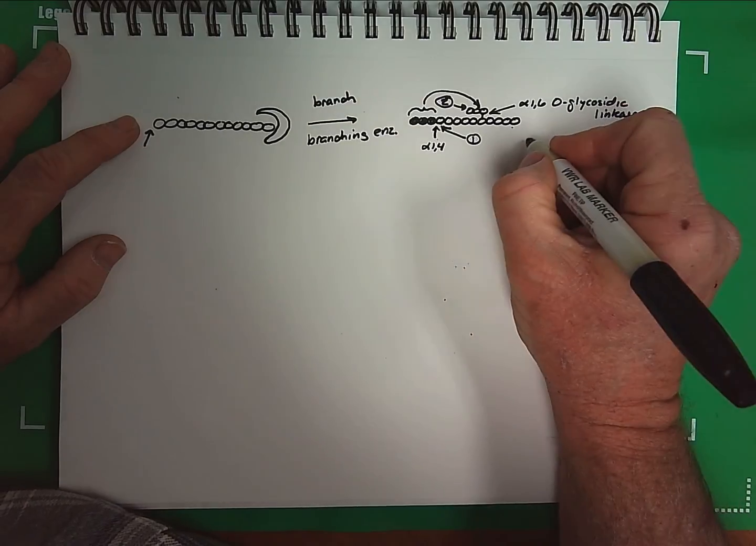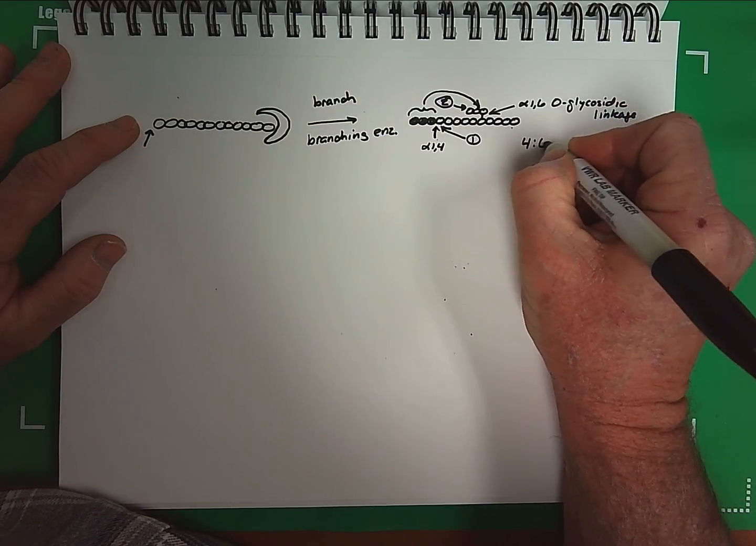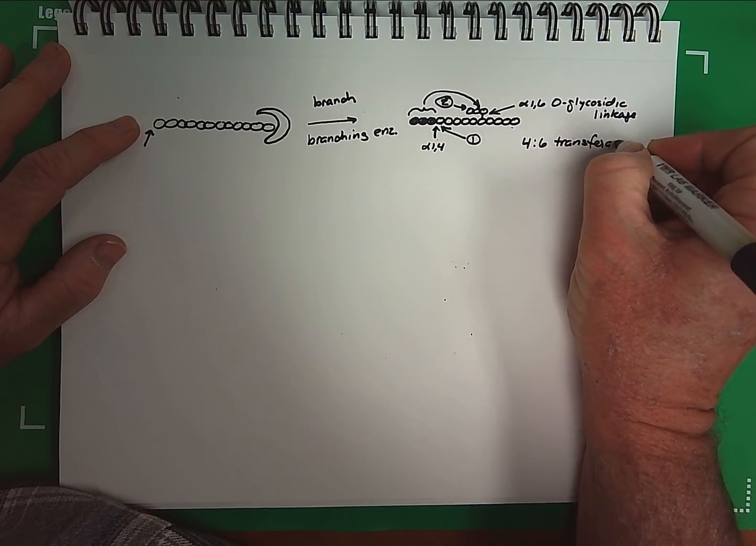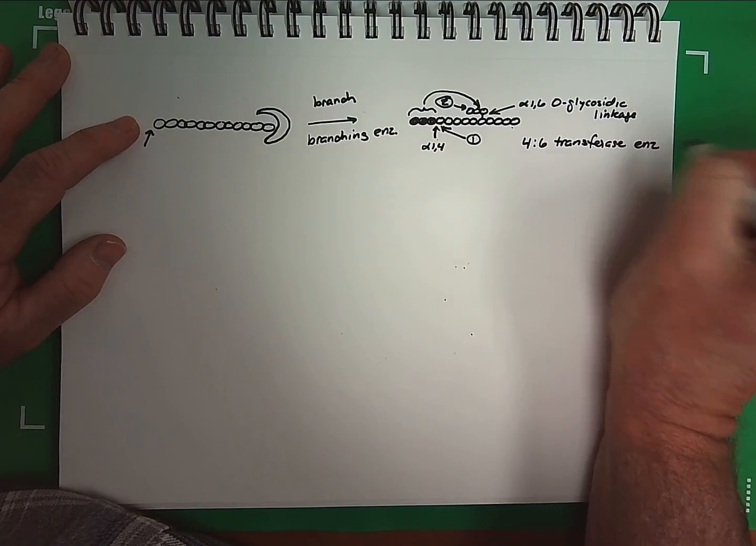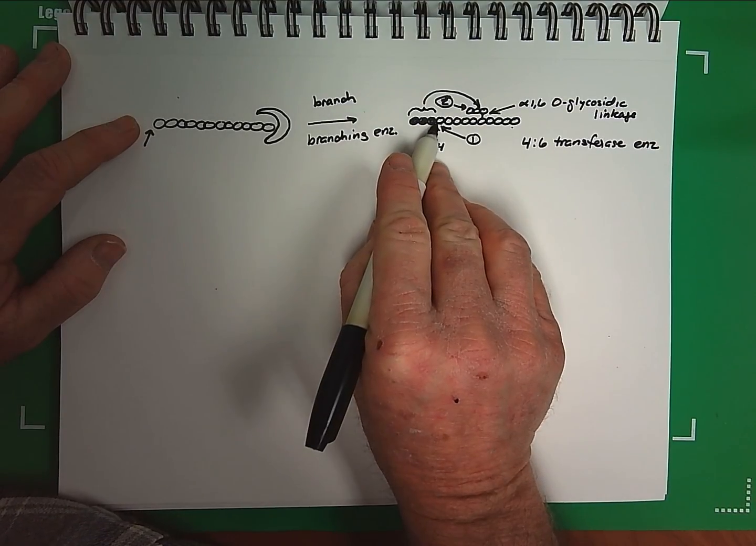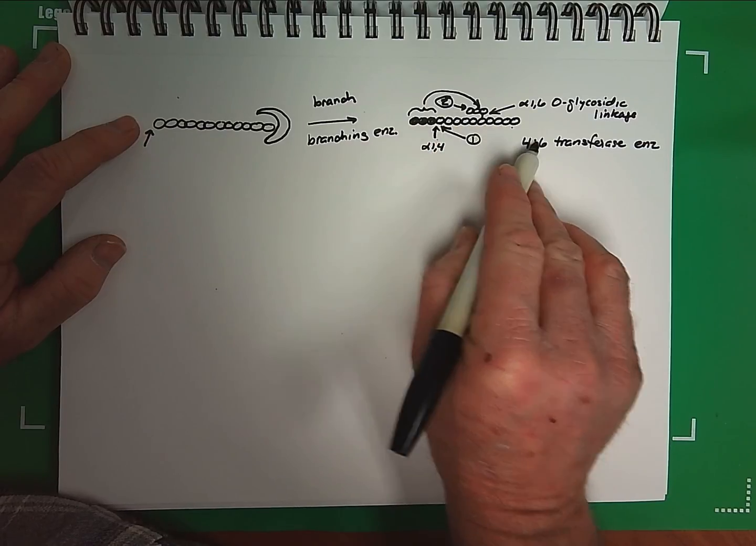You might also see it named as a 4,6 transferase enzyme. This simply designates that we are transferring this bond of alpha-1,4 into a branch structure of alpha-1,6.